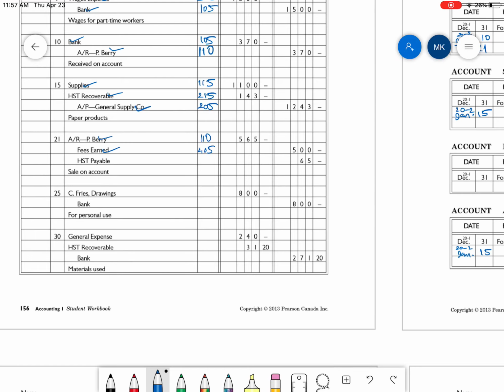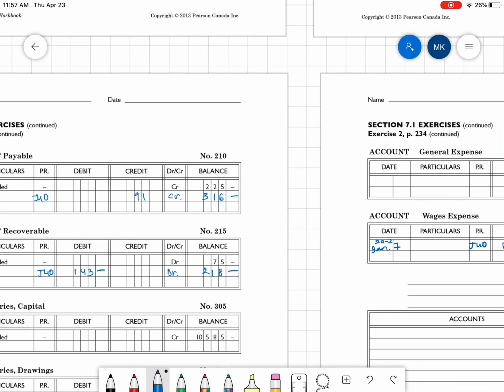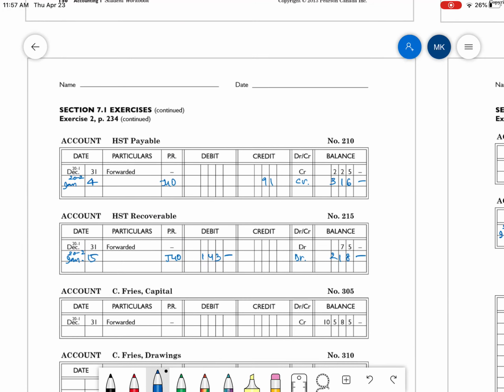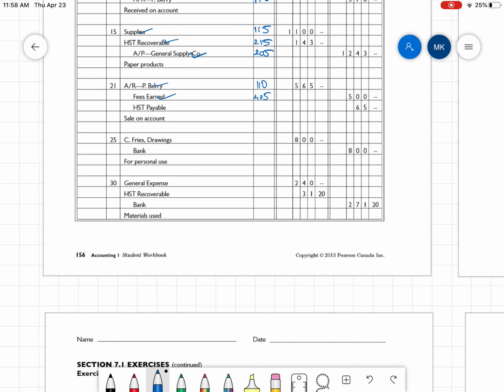HST payable also credit 65, so you go to HST payable account, this comes from J40 on January 21, right? The amount is $65, that is credit. Okay, the previous balance was also credit, so 316, and this $65 that we put is also on the credit. So now the balance would be 316 plus 65, that is 381 credit. Okay, now this is account number 210, so we'll write 210.